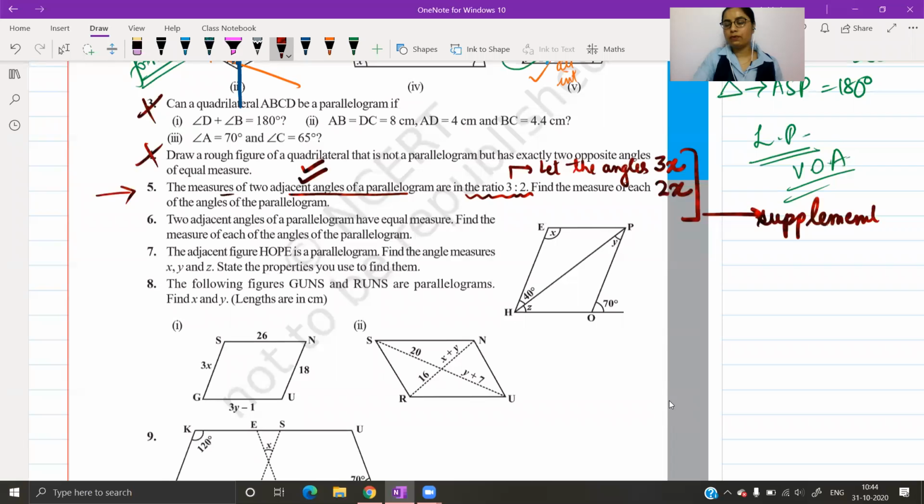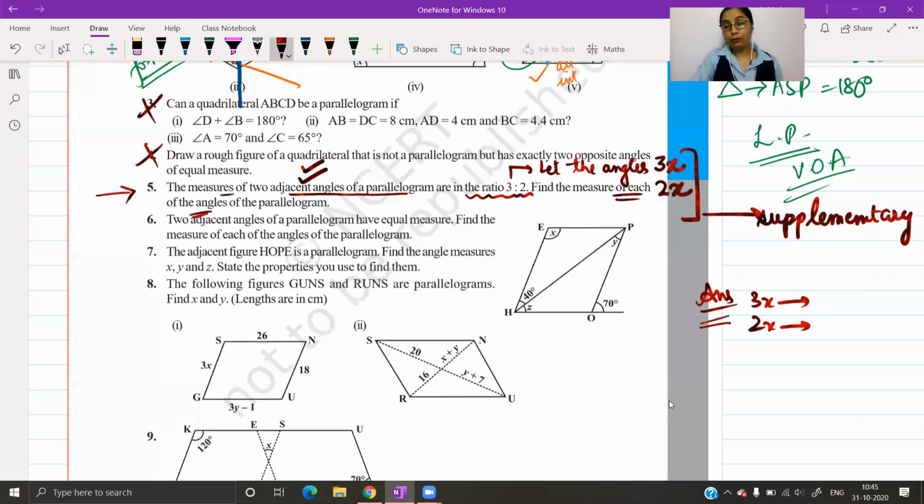From here, you can find out x. Once you have obtained the value of x, please remember you need to find out the measure of the angle. So when you give the answer, you need to give the value of 3x and the value of 2x. Don't just finish your question after calculating x. Give the answer by calculating the value for each of the angles.